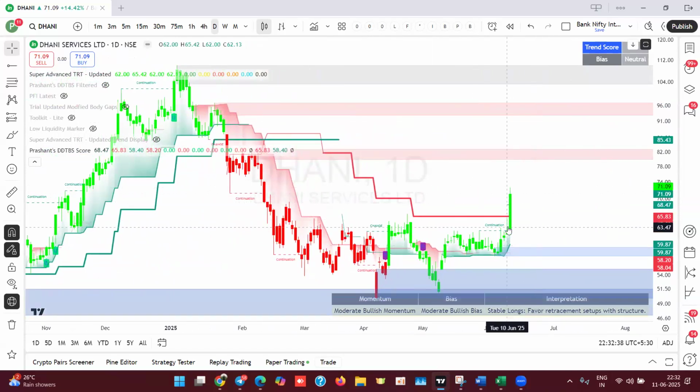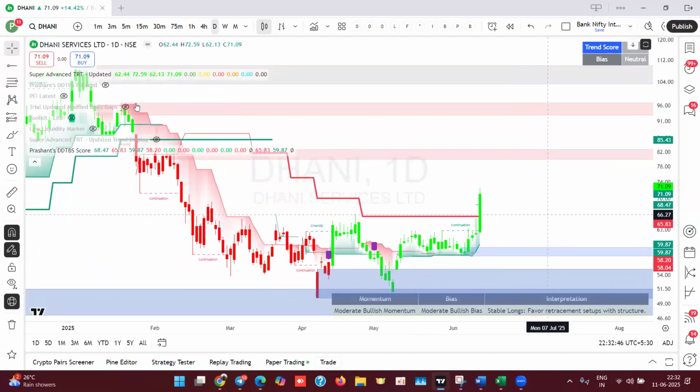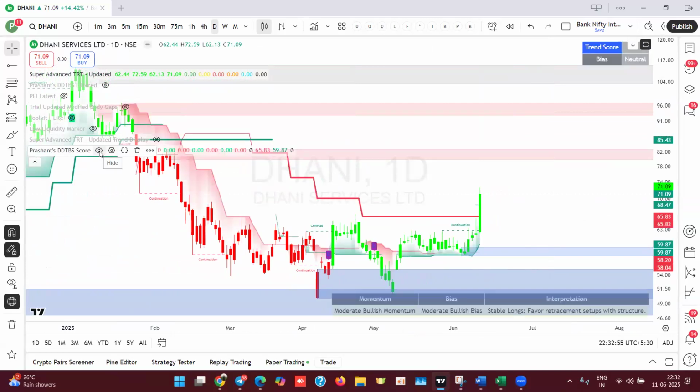Sorry, I was checking this at this level. Today, this is the candle of Dhani. Praveen sir, I was checking one candle before. I think it was in bar replay at that time. Yes, the scene has changed. So today it has gone bullish and strong bullish close. So we can look for retracement entry.